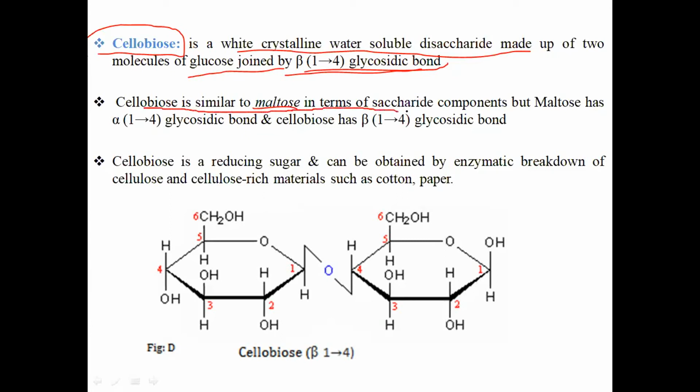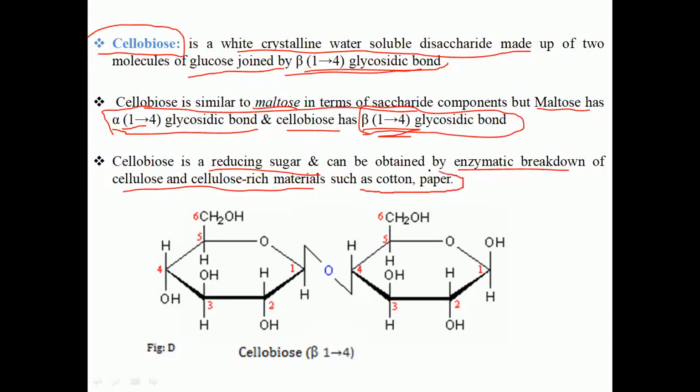two glucose molecules, but maltose has an alpha-1,4 glycosidic linkage and cellobiose has a beta-1,4 glycosidic linkage. So the difference is in the glycosidic linkage, because in maltose the glycosidic linkage is alpha-1,4 and in cellobiose it is beta-1,4. Cellobiose is a reducing sugar and can be obtained by the enzymatic breakdown of cellulose and cellulose-rich materials such as cotton, paper, etc.